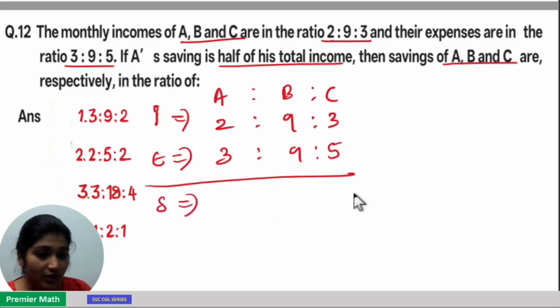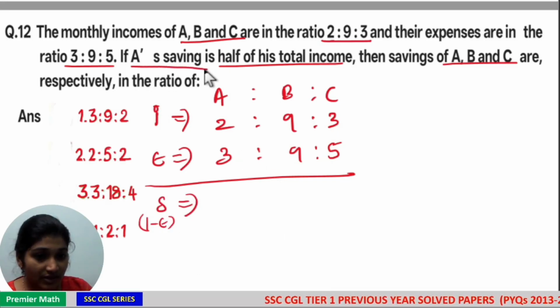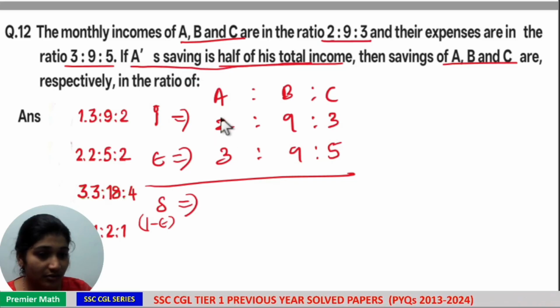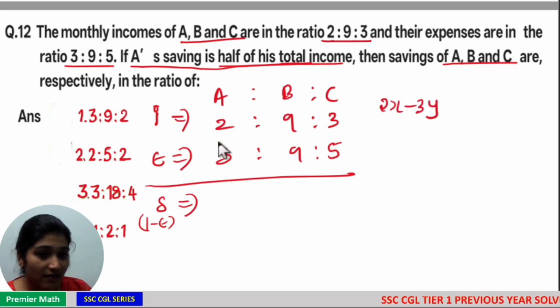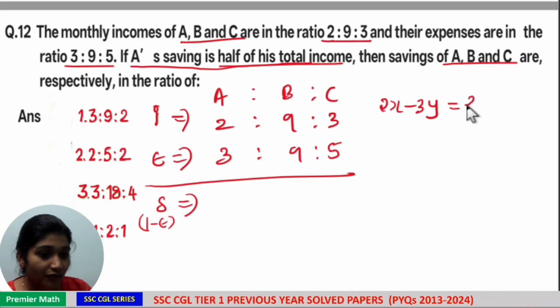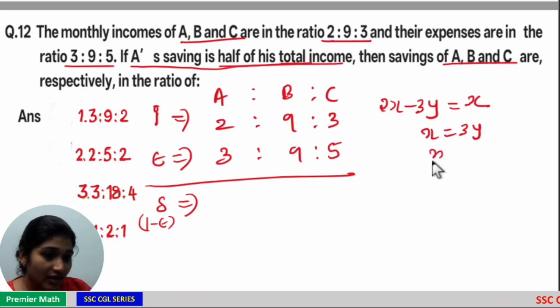Savings ratio of A, B, C. Savings means income minus expenditure. Here, one point is given, that is A's savings is half of his total income. So for A, if I take income as x factor and expenditure as y factor, then 2x minus 3y is the savings of A, which is equal to half of his income, meaning half of 2x is equal to x, which means 2x minus x is x. x is equal to 3y. Then the x by y ratio is equal to 3 is to 1.